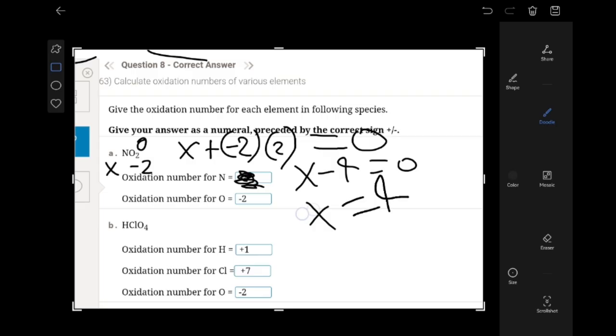And by the way, the oxidation number of O is negative 2, because they're not asking for the oxidation number of O2 or, for example, O4. They're just asking for O by itself, which is negative 2. That's why we don't put negative 4 here.